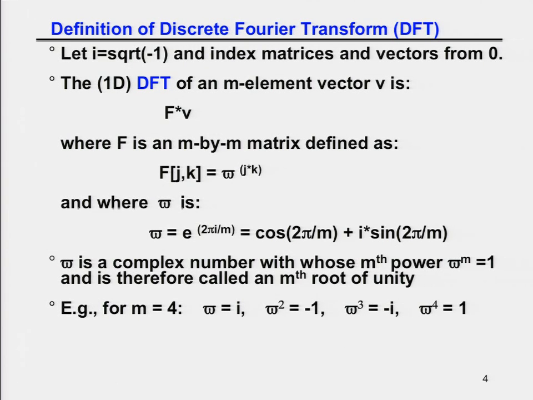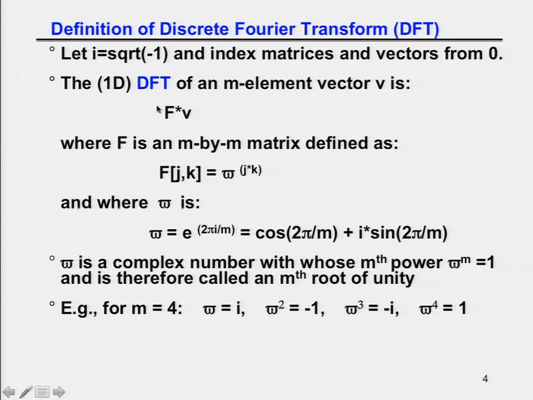So let me define the notation that I'm going to use. I will try very hard never to use the letter i as an index. It's always going to be the square root of -1 throughout this lecture, so remind me if I get that wrong. And all of our indices are going to start from 0 to make all of the indexing easy.